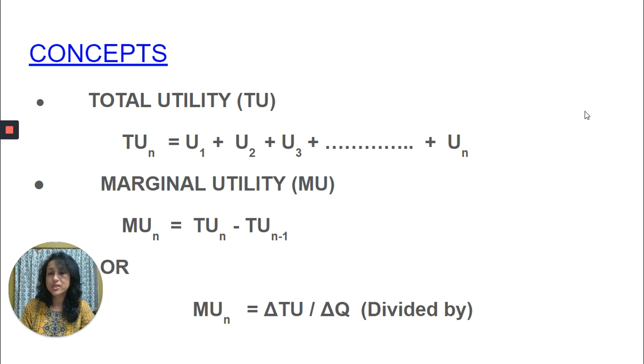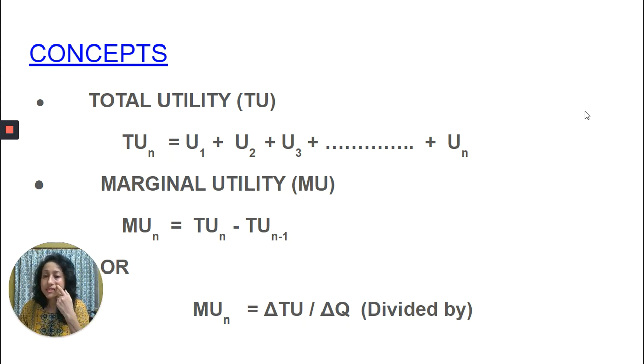Total utility, which is in short TU, and marginal utility, in short MU. Total utility simply means, in a given period of time, consuming items consecutively one after the other, the total satisfaction we get from all the items of consumption. When we do the summation, that gives us total utility. Marginal utility means the utility that I have got from the last unit consumed.